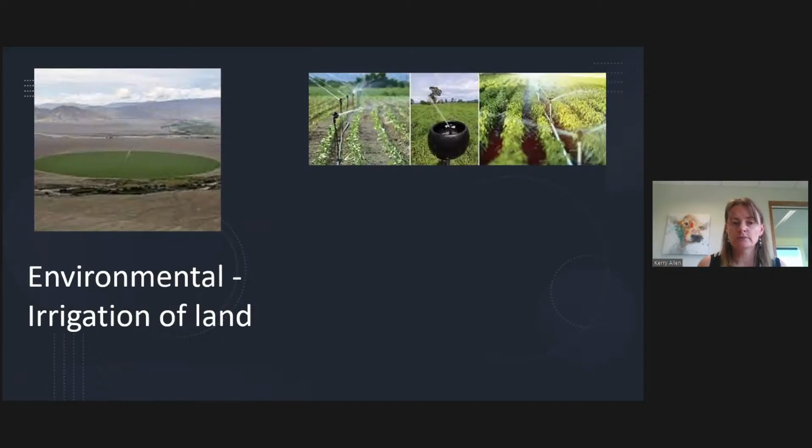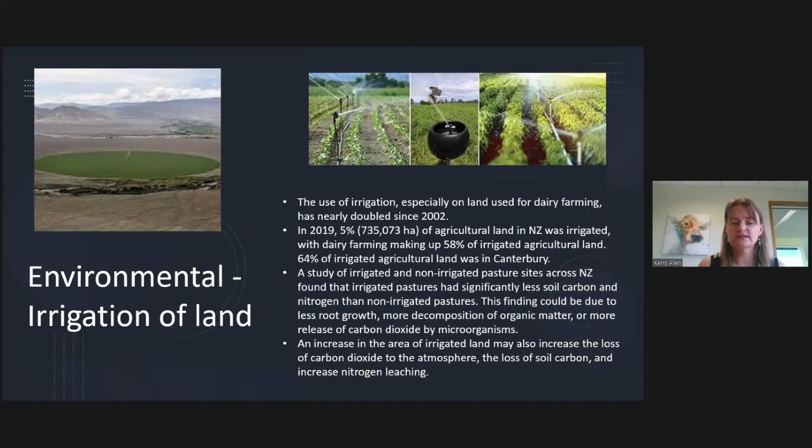Okay, so I'm going to talk about that in a little bit more detail. So irrigation of the land is one of our big manipulations we do in the physical factor. So since 2002, irrigation, particularly for dairy farming, has doubled. So that's extensive. We've also irrigated for cropping, particularly in the Canterbury Plains. There's a little bit in Waikato, but not too much.